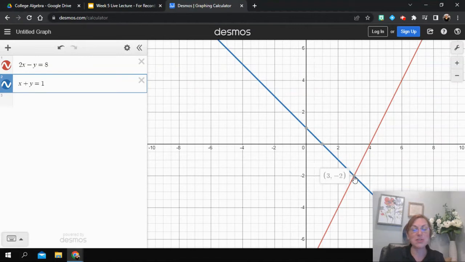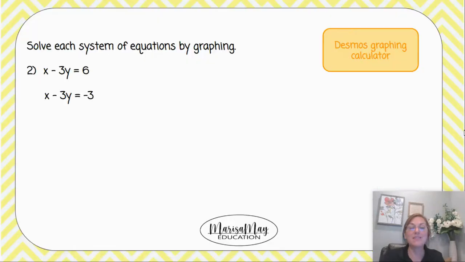Like I said, Desmos is a very powerful tool. I want you to take advantage of using it, and I'll leave the link below for you. Let's take a look at one more system of equations. I've got x minus 3y equals 6 and x minus 3y equals -3. I want to see what these look like on Desmos to find our solution.